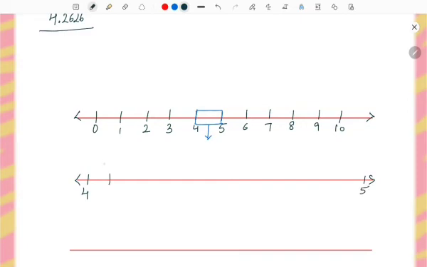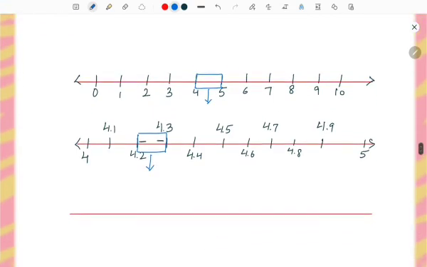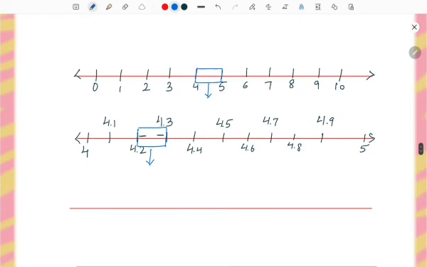The numbers in between would be 4.1, 4.2, 4.3, like such. Then we have to find 4.2. 4.26 would be greater than 4.2 and less than 4.3, so it is going to lie between this area, and we are going to zoom this in, move to the next number line, start the numbers from 4.2 and end it at 4.3.